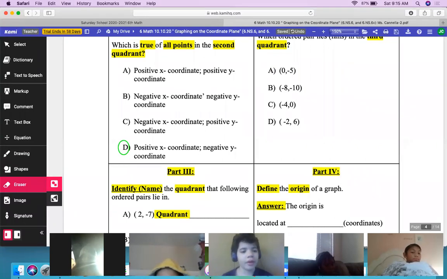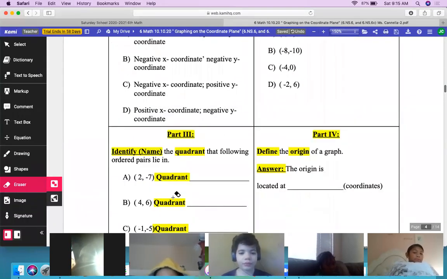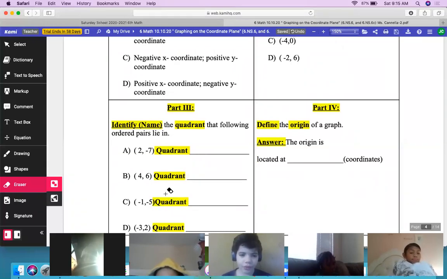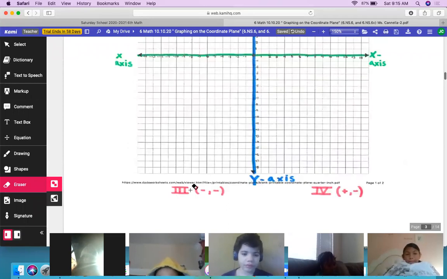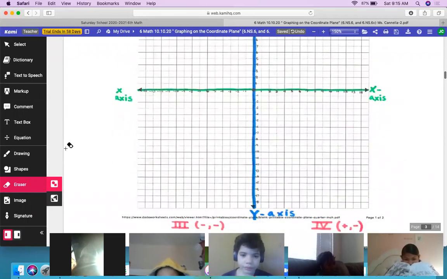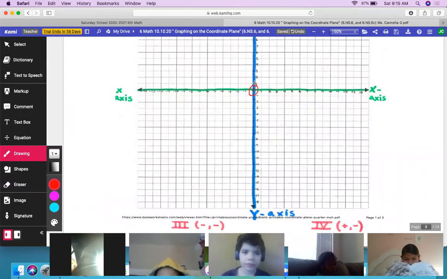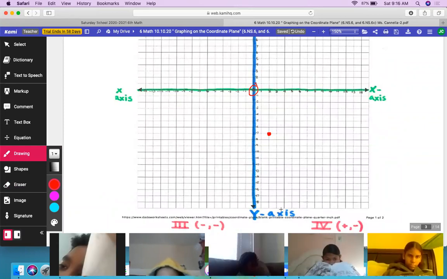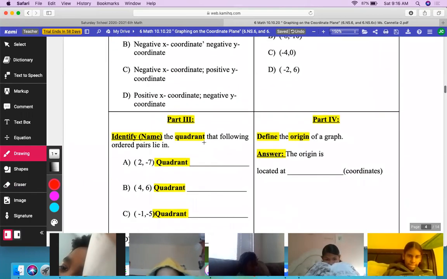The next question is going to be Daniel Flores. We're going to identify or name the quadrants. We want 2, -7. Where would that be? We're going to start here at the origin, right? We're going to go 2, and we're going to go down to -7. Which quadrant is that in, Daniel Flores? That is in quadrant 4. Beautiful, Daniel. Okay, do the next one.